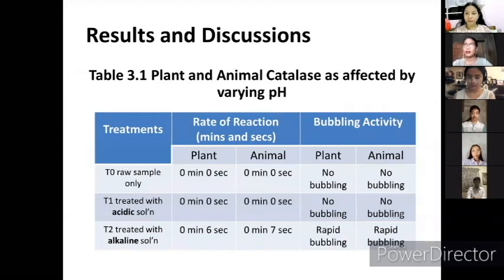In other samples or other sources, it is 7 to 9, and it depends on the animal or plant sample. But in this case, if we are to generalize based from literature, catalase works best in that particular range, which is 7 to 11. Next slide, please.